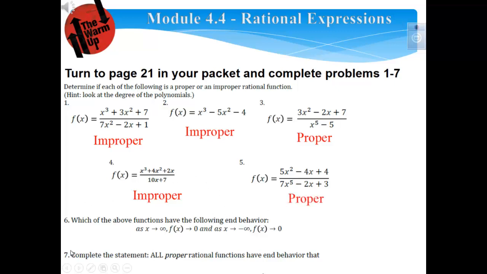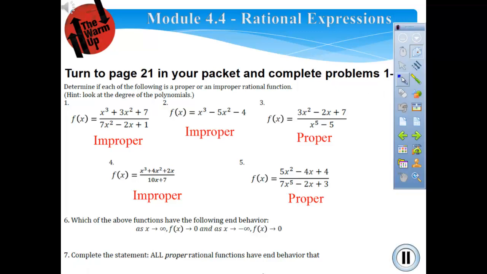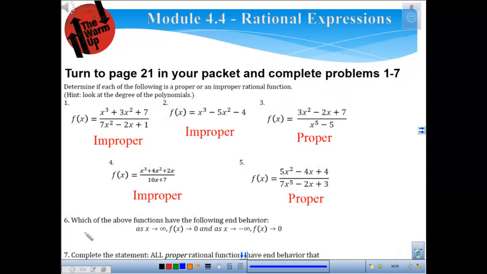Okay, so questions number 6 and 7, those are the things that I want you guys to try to write down in summary of the 5 questions that we just covered. So try that on your own right now. It says, which of the above functions have the following end behavior? As x approaches infinity, it's approaching 0. And as x is approaching negative infinity, it's approaching 0. So the question is, when is our horizontal asymptote going to be y equals 0? Because that's when the end behavior will be 0 as well. We see that all the ones that have a bigger denominator, so questions 3 and 5, are going to end up having a horizontal asymptote at 0.